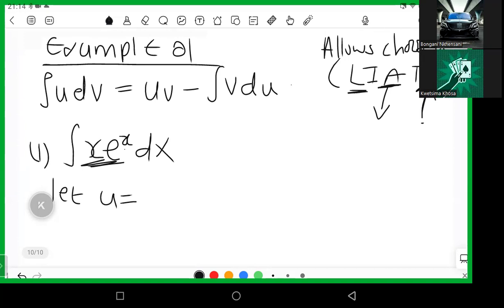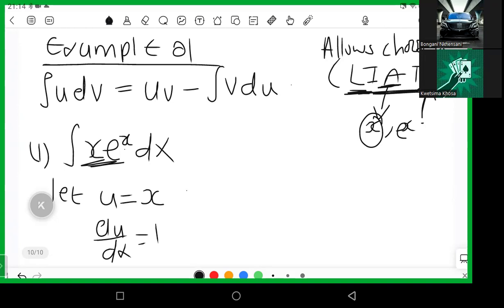The one that comes first is going to be your u. So we have x and we've got e to exponent x. Our u is going to be x, because under this abbreviation the algebraic functions start first. And then we say du over dx would be 1. And then we say dv is equal to e to exponent x dx. So this part is our dv, and this one is our u.